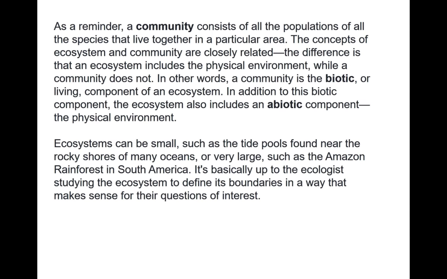So let's go back up here to community, and I want to start with the part of the community that is the biotic components of the ecosystem. Community equals all living elements in an area. A population equals only one species.